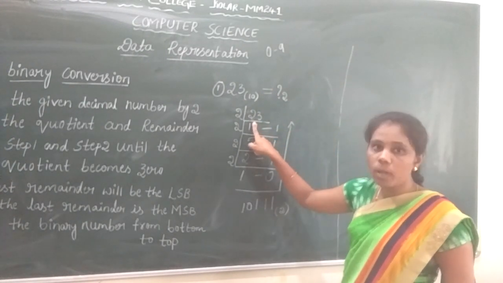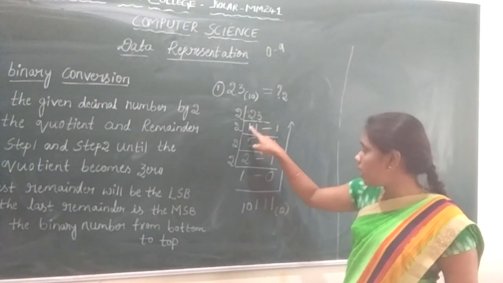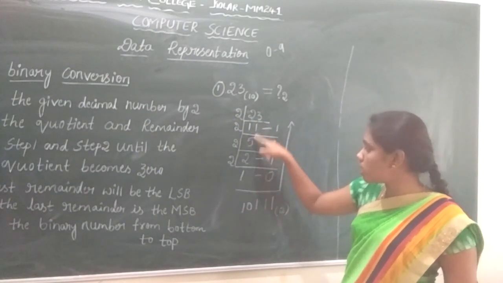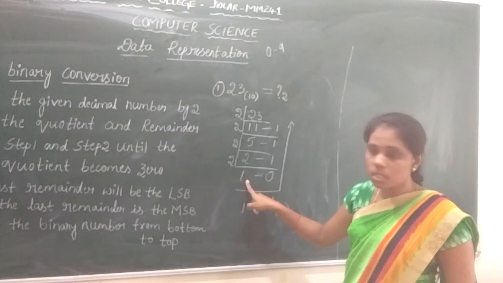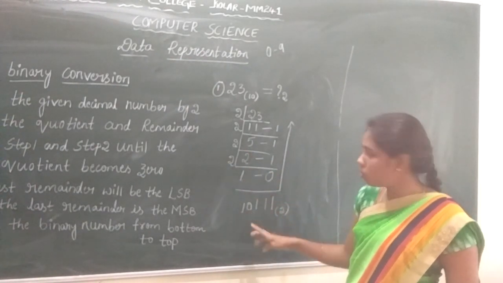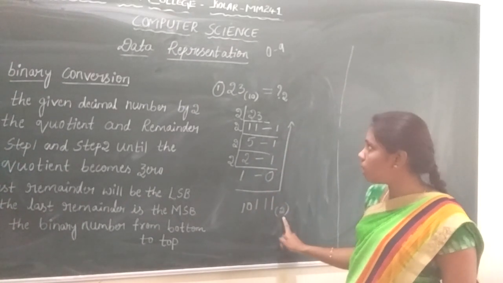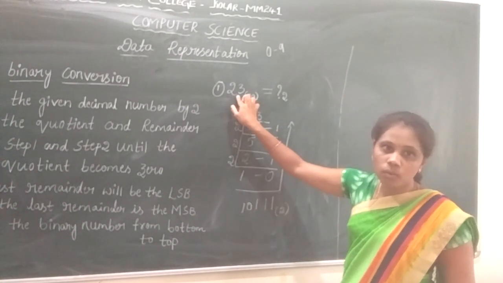So this is an example. I am dividing 23 by 2. We are finding the quotient and remainder. Once we reach the point where the number cannot be divided by 2, we need to stop the process and note down the binary values from bottom to top. This is your final value for the given decimal value.